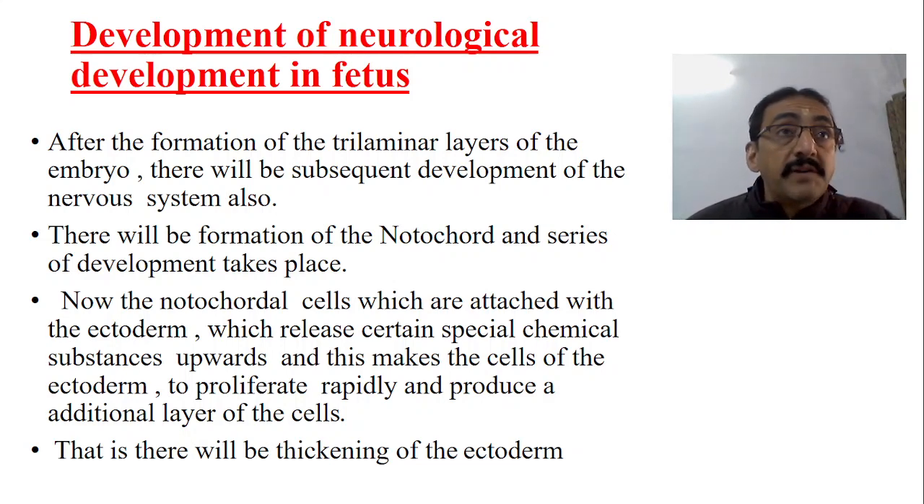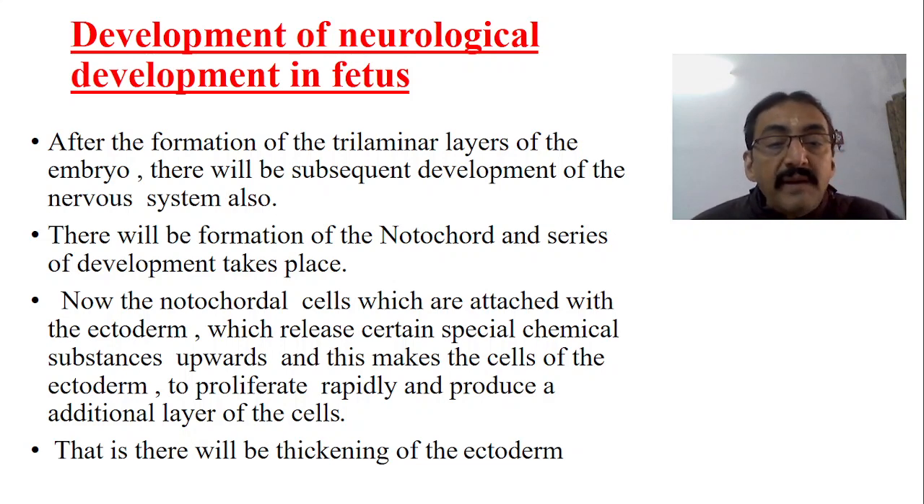The first thing is the formation of the notochord that we have seen when we were discussing the trilaminar layers. That itself is the base for the formation of the nervous system. Now the notochordal cells which are attached to the ectoderm release certain special chemical substances, and this makes the cells of the ectoderm proliferate rapidly and produce an additional layer of cells. Ectoderm is already there, adjacent to the notochord.